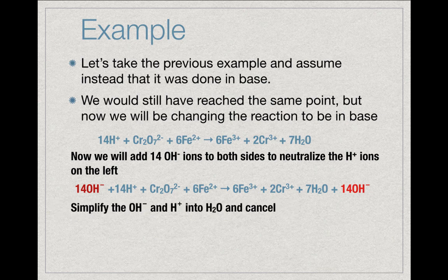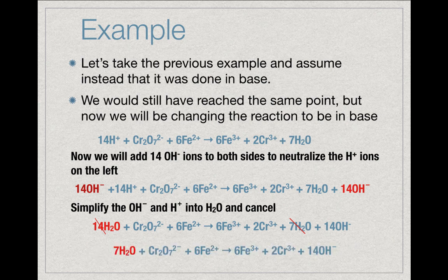So we're going to simplify the hydroxide and H+ into water, and then we're going to cancel because that will give us waters on both sides. So now we have 14 waters in the reactants, and we still have the 14 OH- in the products. We don't mess with those. There's nothing to add to them to make waters. But notice that we've got 14 waters on the left, and 7 waters on the right. So we're going to cancel out the 14 and the 7. So the 7 waters go away completely from the product side, and 7 waters are still left in the reactant side. And so this is our final balanced reaction in base.